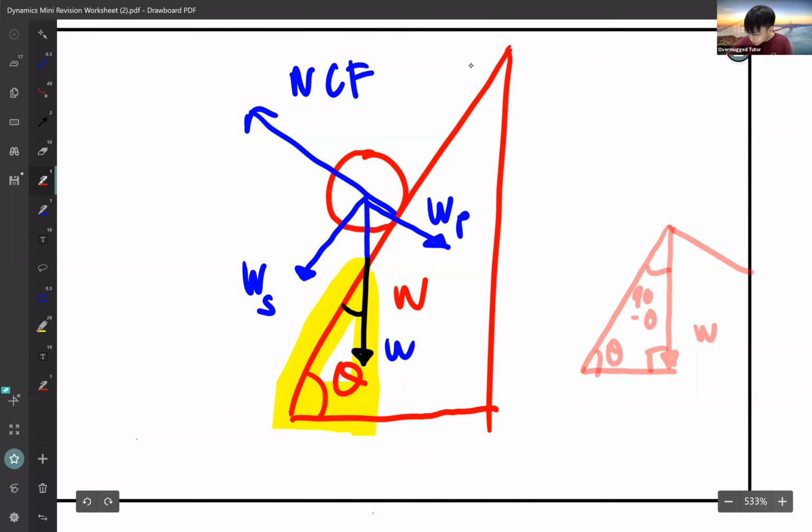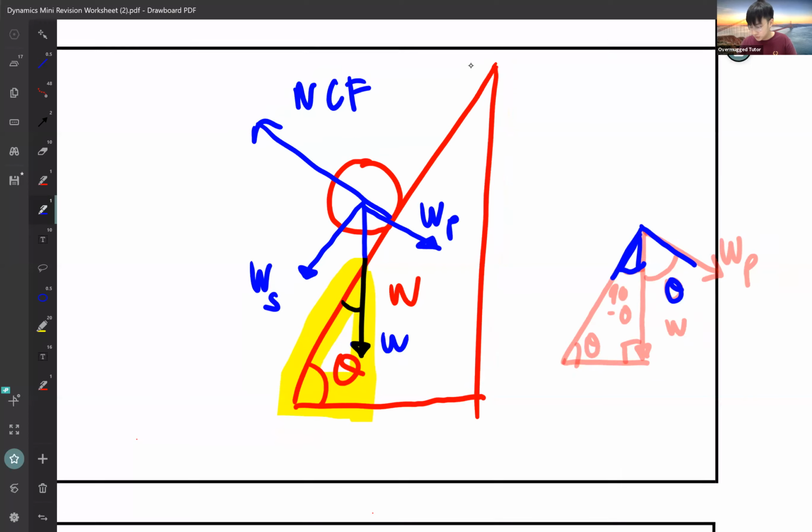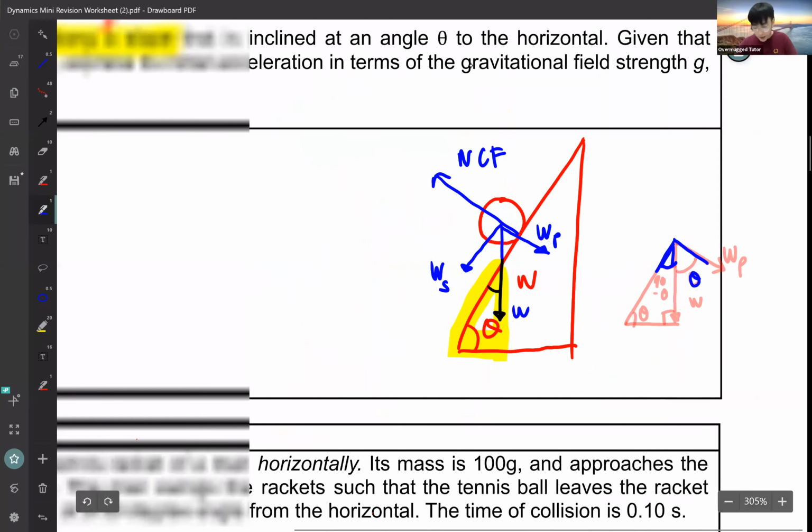Then if I were to draw out the perpendicular portion, which is now WP, this will be theta. Okay, in case you're wondering, why is it theta? Because this is 90 minus theta, then isn't this 90? So you have 90 as the big right angle there. You minus off 90 minus theta, you get theta. So this here must be theta.